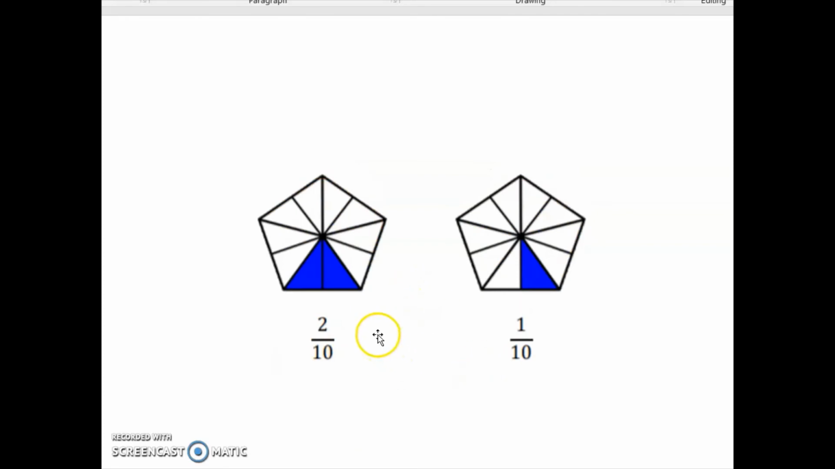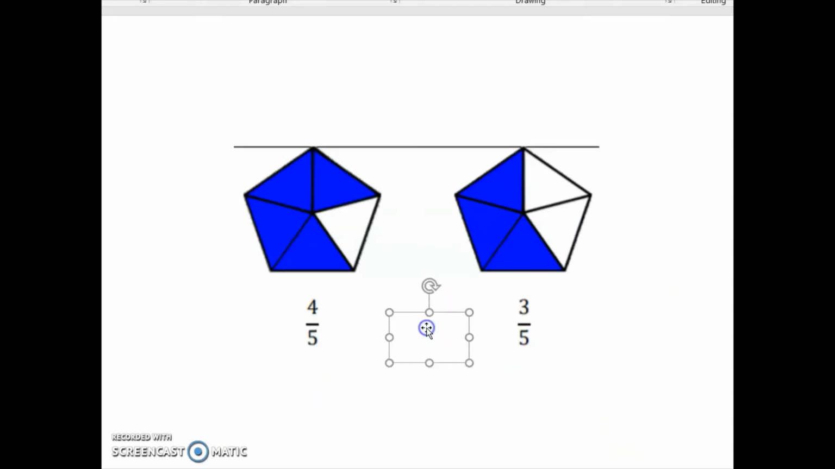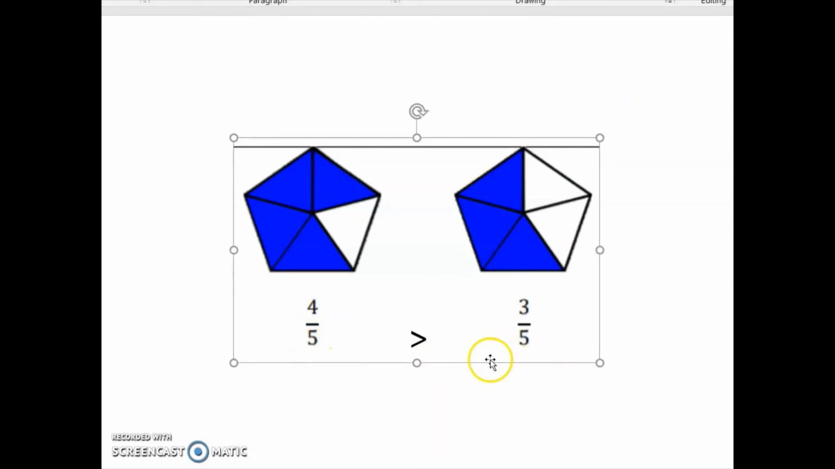2 more examples. There's 2 out of 10 and 1 out of 10. 2/10, 1/10. 2/10 are bigger than 1/10. And same thing here. All my examples are bigger. Oh well. 4 out of 5 is bigger, greater than 3 out of 5. If you have the same denominator, same number at the bottom, then you just compare the tops. 4 is greater than 3. Okay, that's it for the actual lesson.